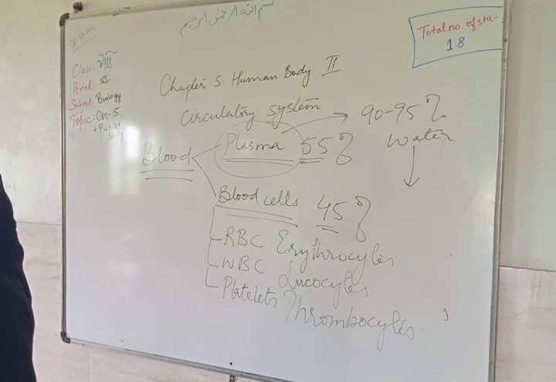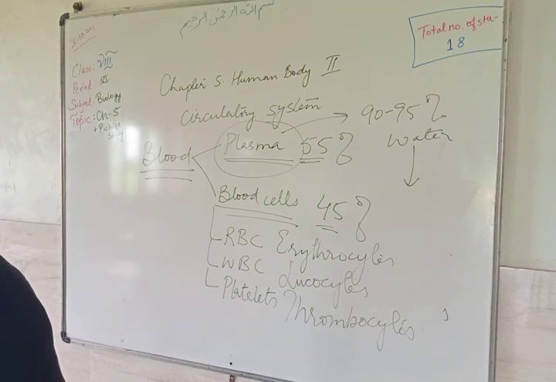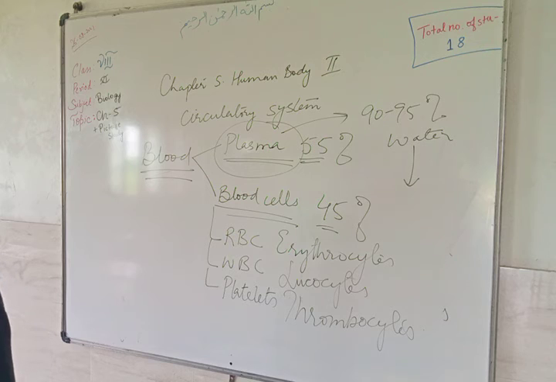So RBC is the main. What is the function of RBC? Only oxygen? Then it gives the red color to the blood and enables to... You are telling about hemoglobin, yes?